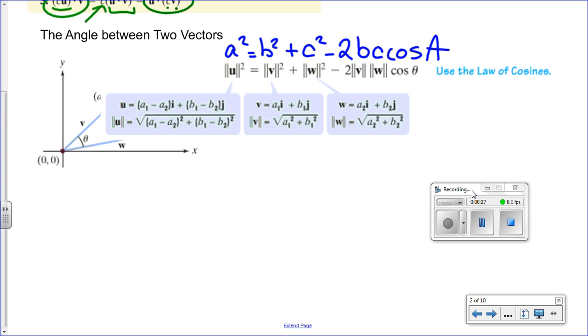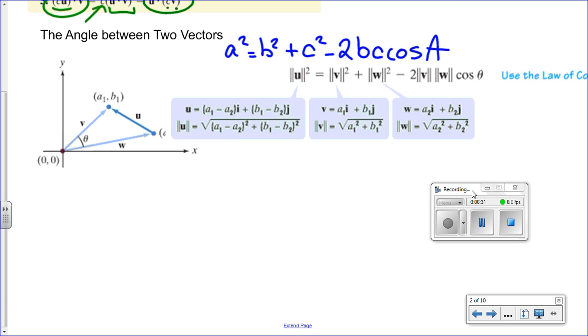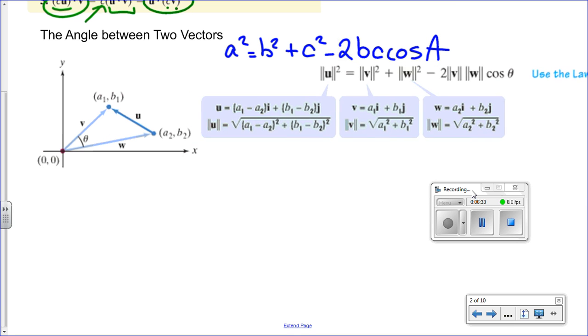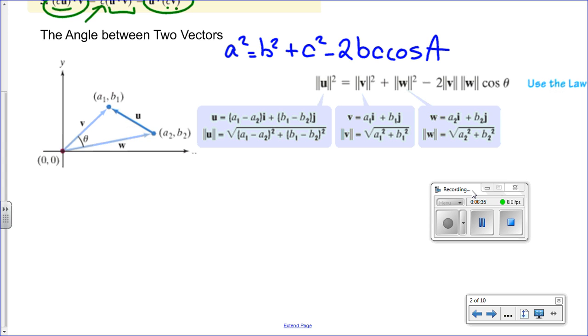Now that we're in section 6.7, we're going to use it to find the magnitude of u. That's what we're using it for. So let's get started. And so what we already have here is the distance formula.